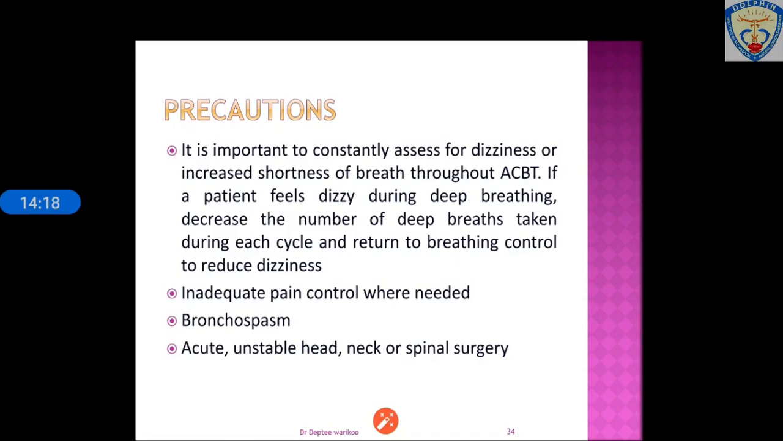If the patient is having inadequate pain control, or is suffering from some bronchospasm, or there are acute unstable head, neck or spinal injuries, in those cases we have to avoid using ACBT techniques.